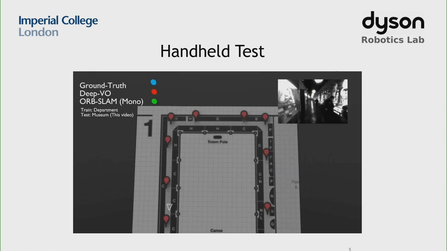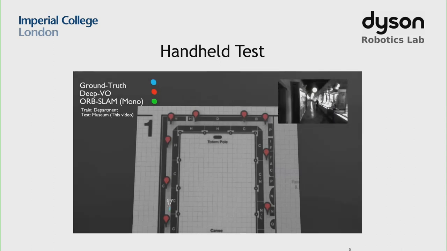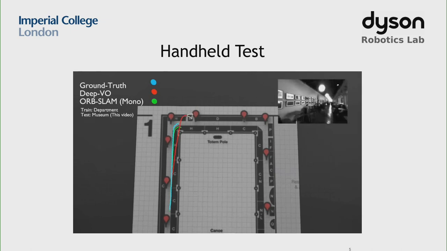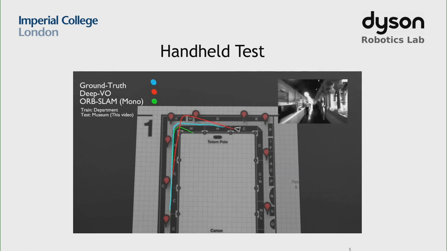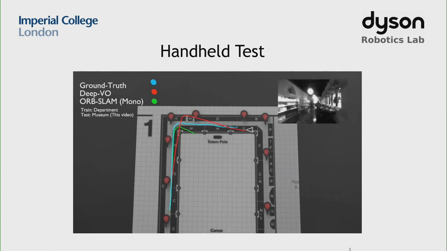And then this is an example from a handheld device, so a cell phone, with a person walking just in a small museum area. And then you can see we have a comparison between a traditional odometry or SLAM approach, which is the green one. Okay, the red one is the ground truth, and the blue one is our estimate.